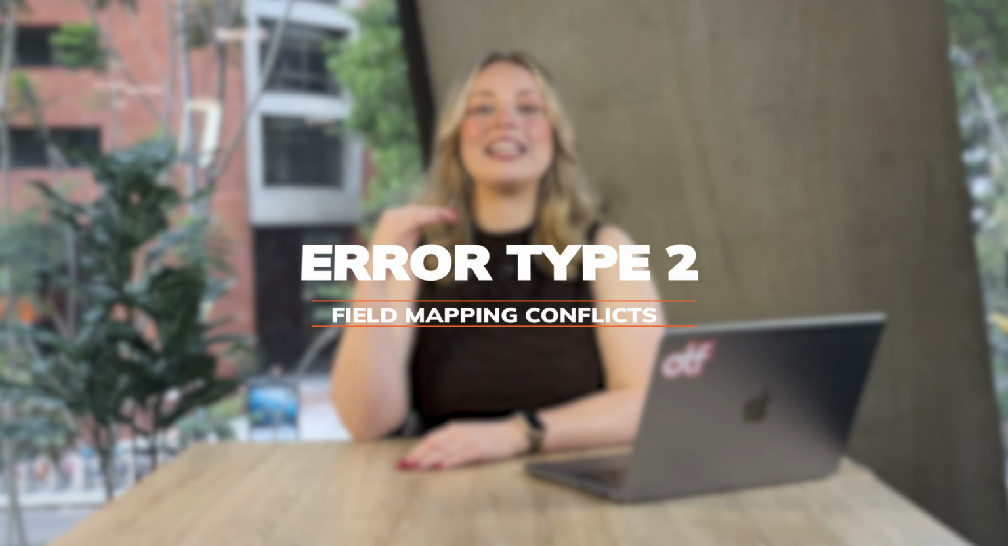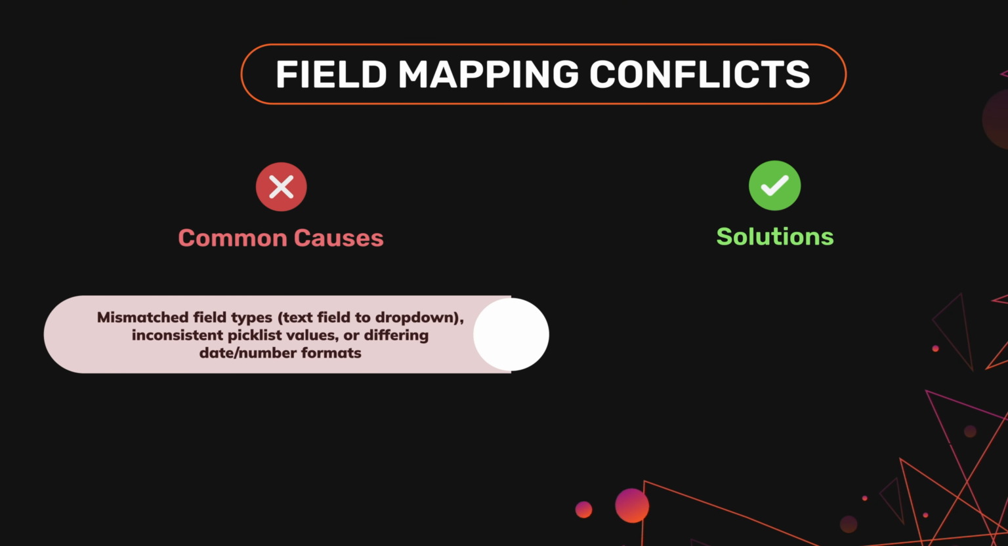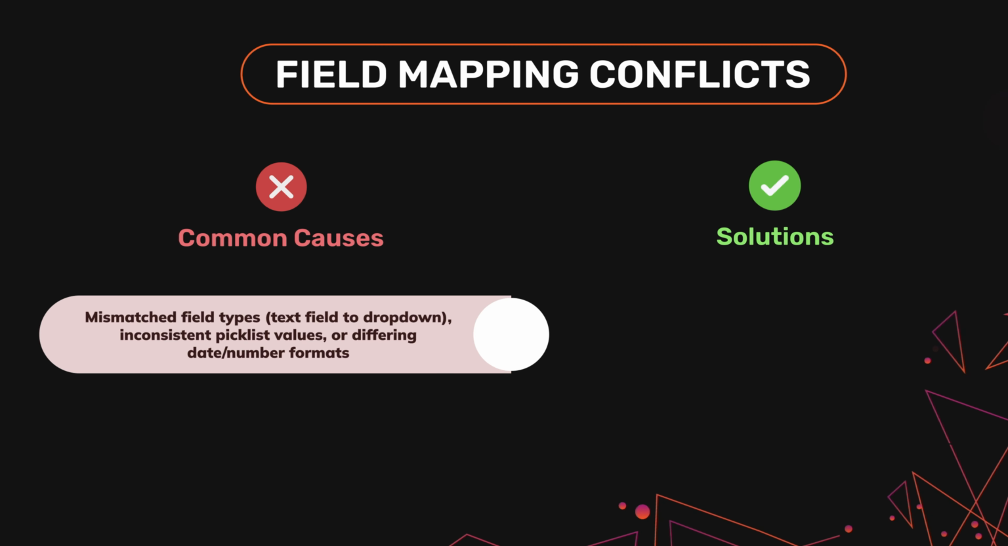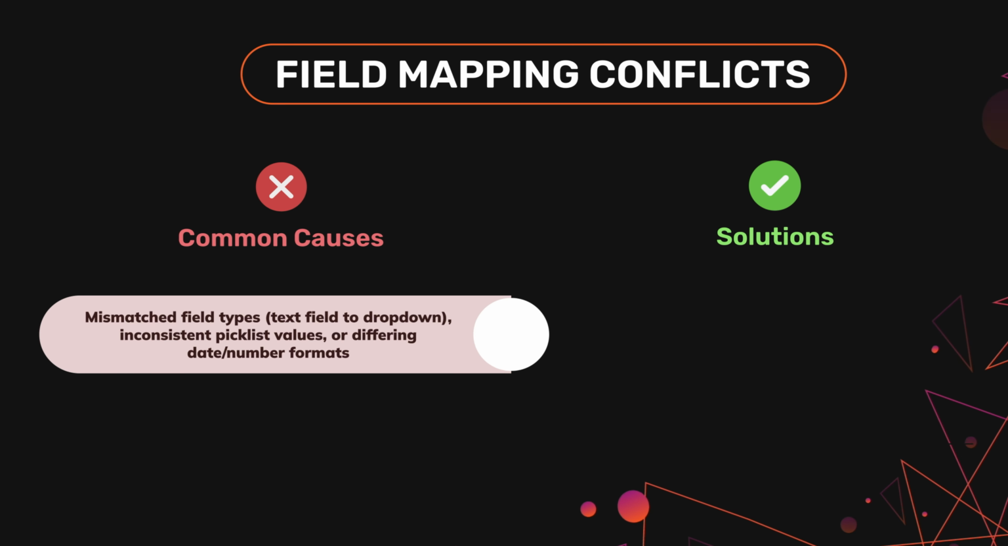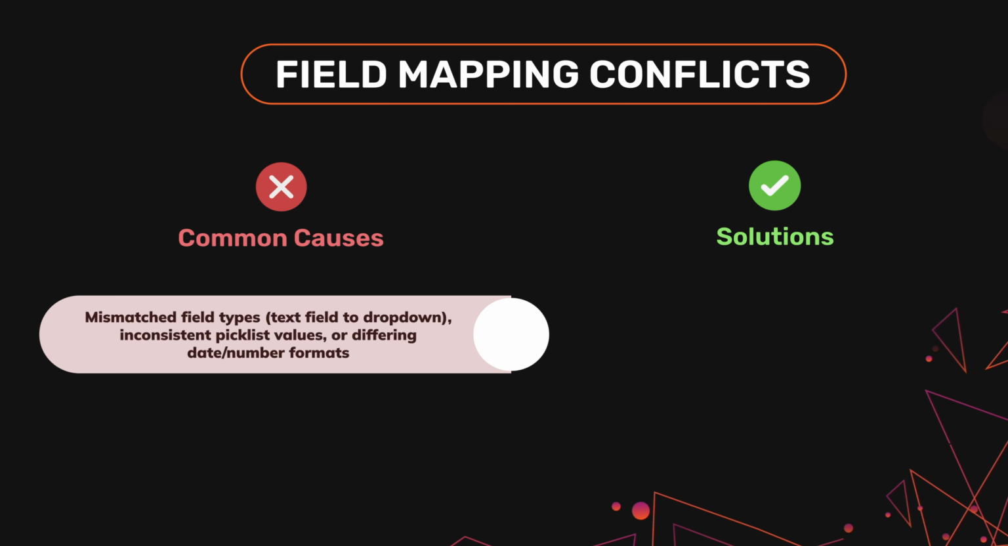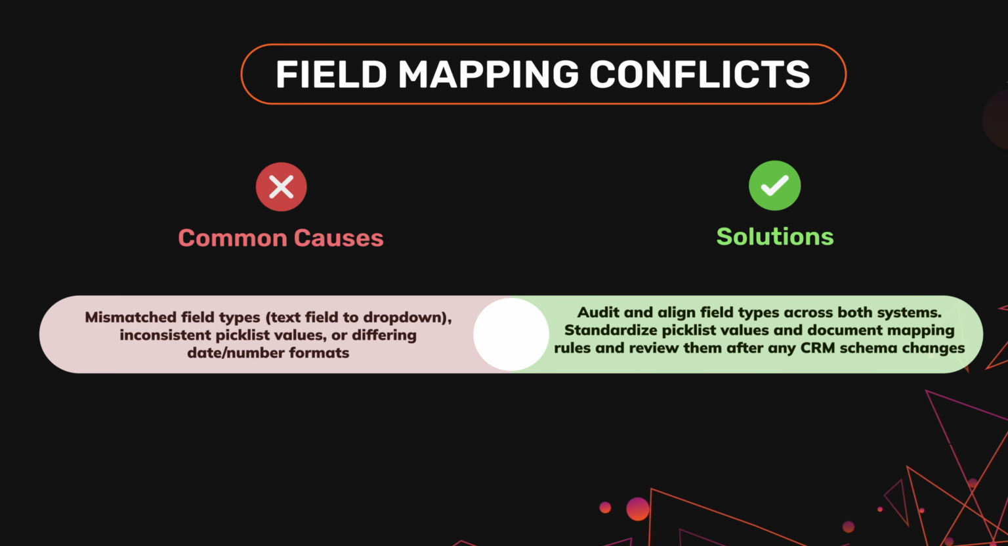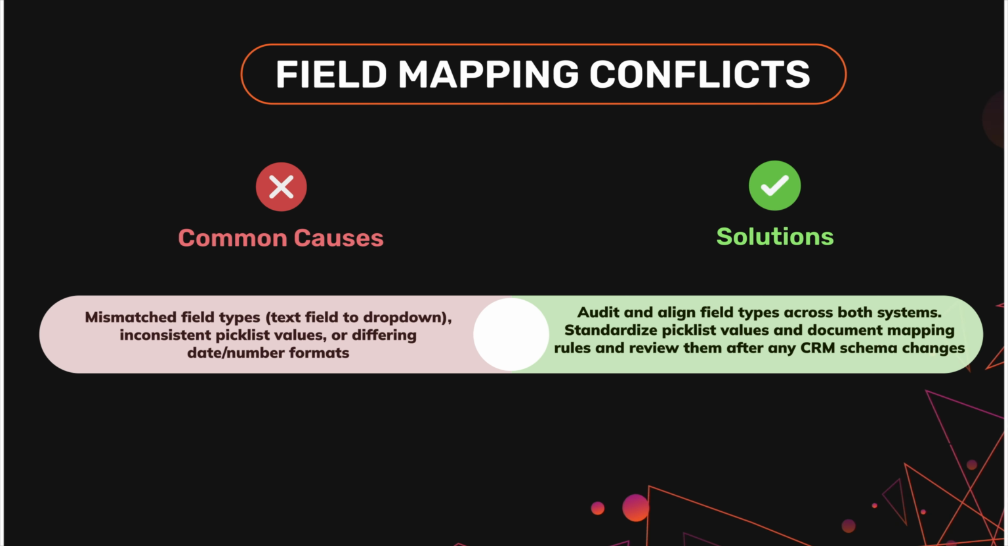Error type 2 is field mapping conflicts. Some common causes here are mismatched field types like text field to a drop-down field, inconsistent pick list values, or differing date or number formats. Solutions are to audit and align your field types across both of your systems. Standardize pick list values. For example, instead of UK, use United Kingdom for the country field. And document mapping rules and review them after any CRM schema changes.